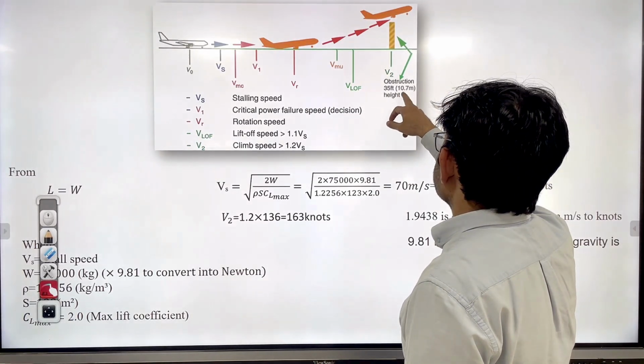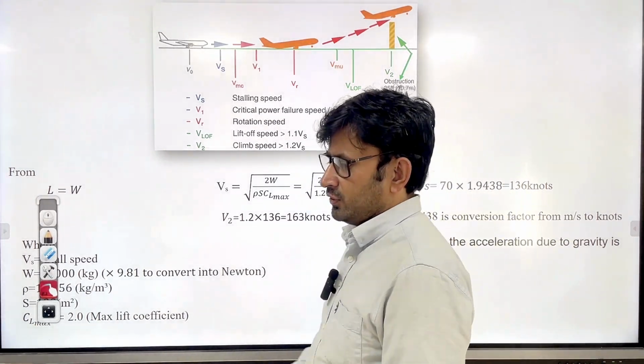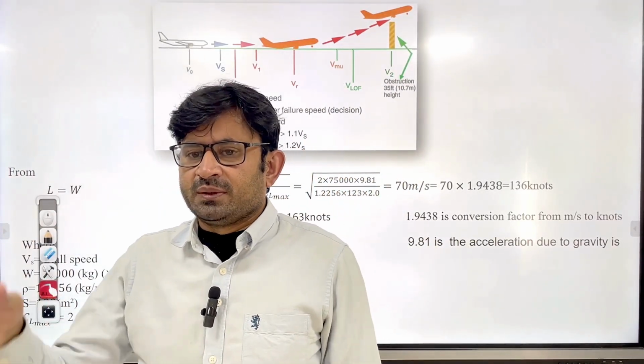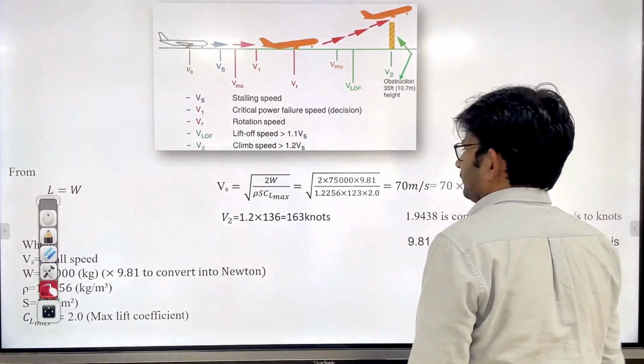This is called the obstruction height, generally 10.7 meters, because when you take off from any runway, as you cross the runway there will be buildings, trees and all. So keeping that in mind you have to take this height, for the safety side.